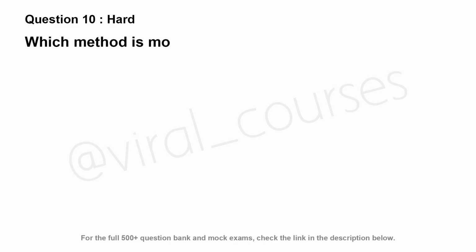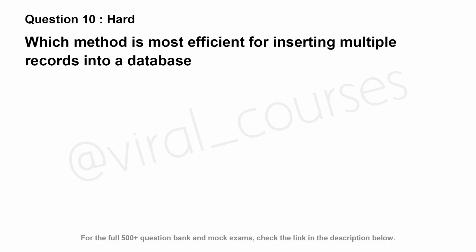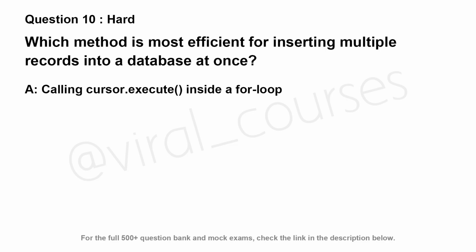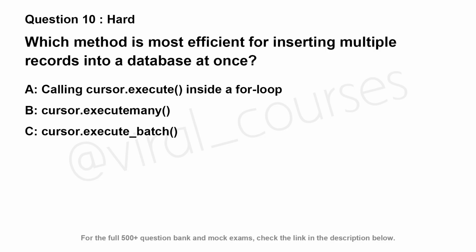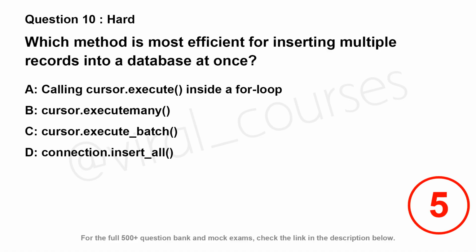Which method is most efficient for inserting multiple records into a database at once? Option A, calling cursor.execute inside a for loop. Option B, cursor.executemany. Option C, cursor.execute_batch. Option D, connection.insert_all.